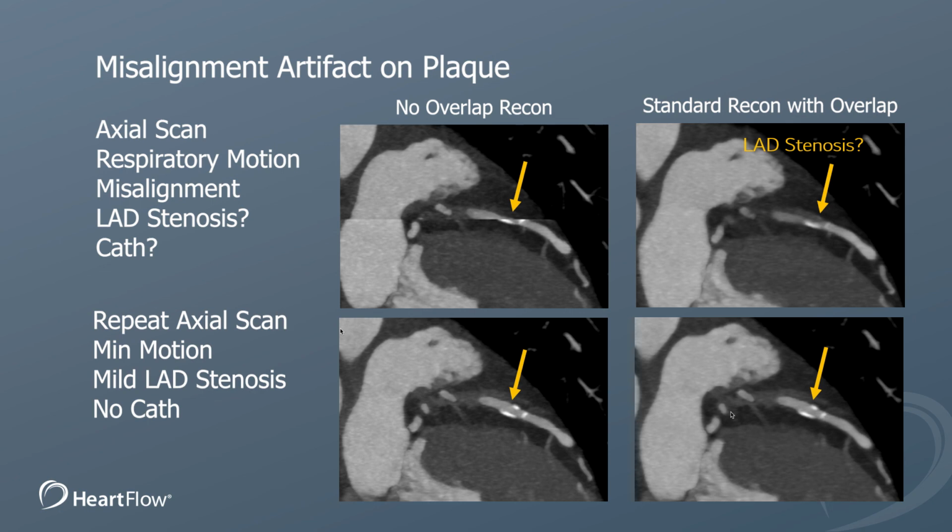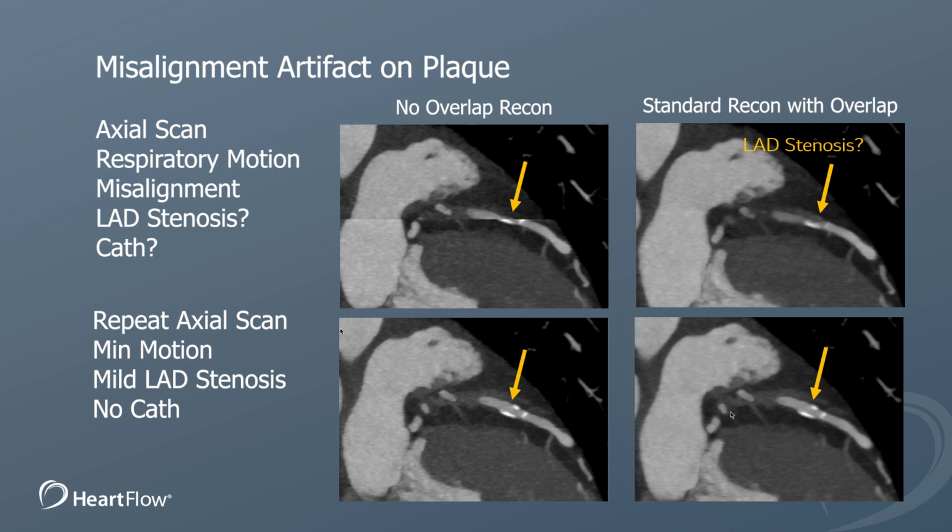We went on to repeat this patient because it was concerning enough that we could not reconcile whether there was a true LAD stenosis. We did a repeat axial scan. We corrected the patient's respiratory motion. They were coached again on how to more appropriately hold their breath. We minimized motion, and we see no misalignment on this, and you can tell now that there's just a mild LAD stenosis and no cardiac catheterization was necessary for this patient.